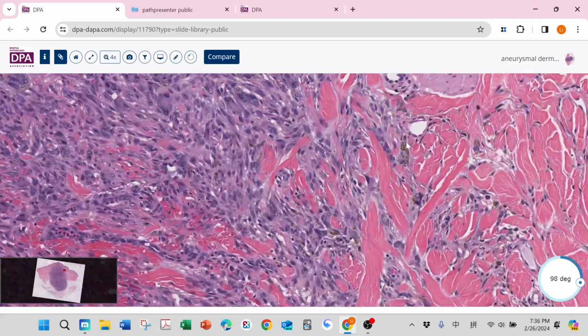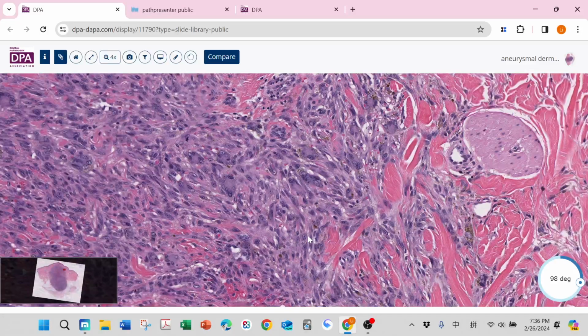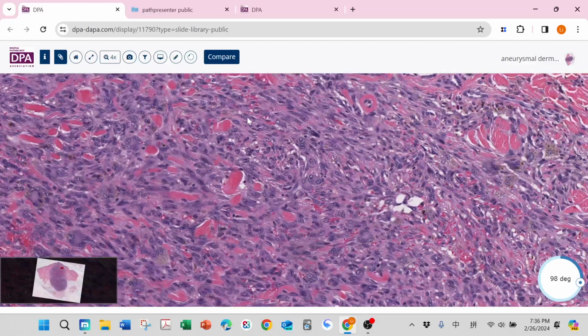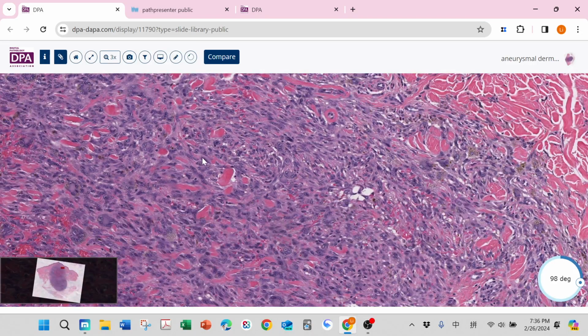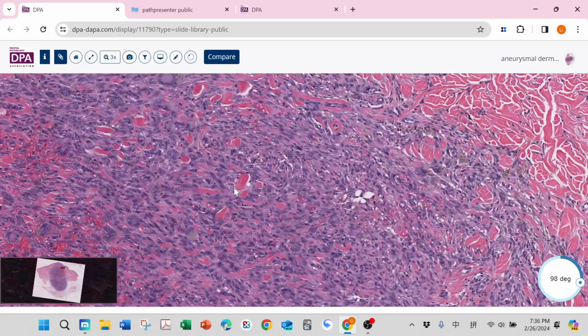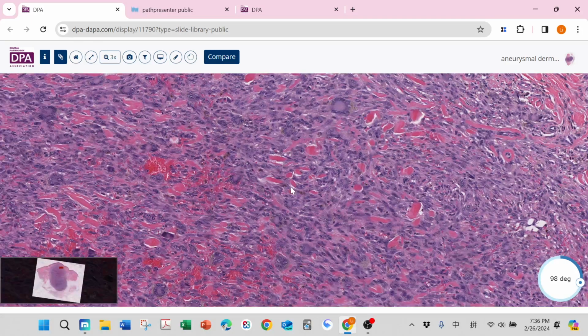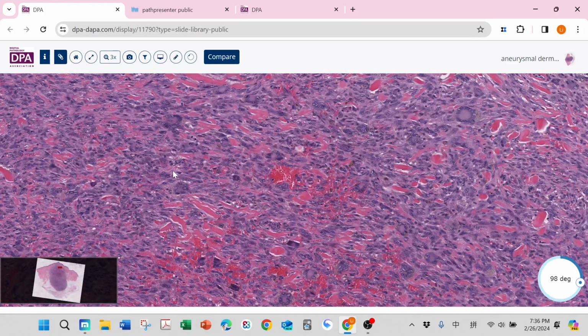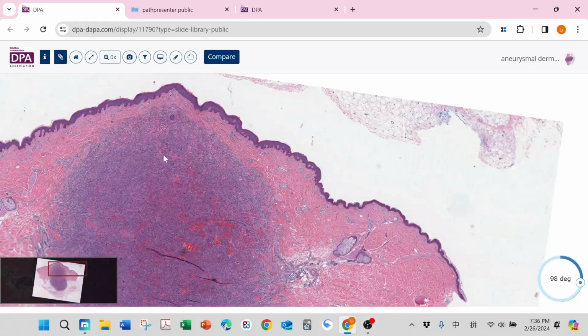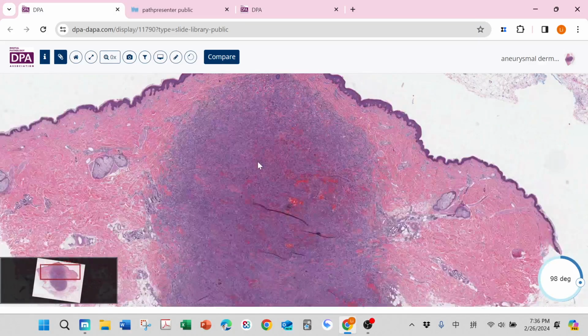We can see here is hemosiderin, collagen trapping, no fascicular growth, no herringbone, no storiform growth. This is good for aneurysmal dermatofibroma.